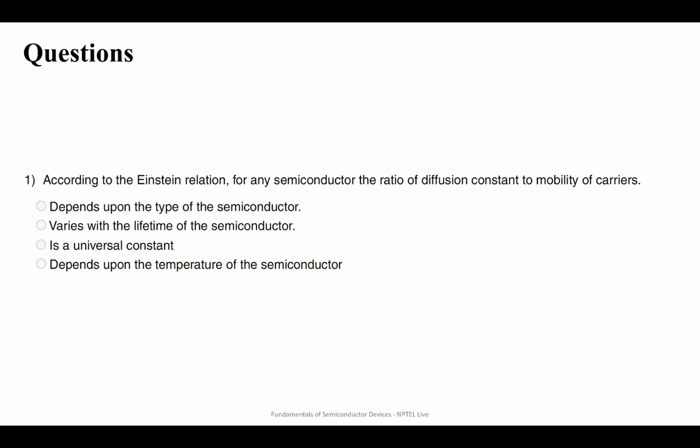First, according to the Einstein relation, for any semiconductor, the ratio of diffusion constant to mobility of carriers depends upon the type of the semiconductor, varies with the lifetime of the semiconductor, is a universal constant, depends upon the temperature of the semiconductor.